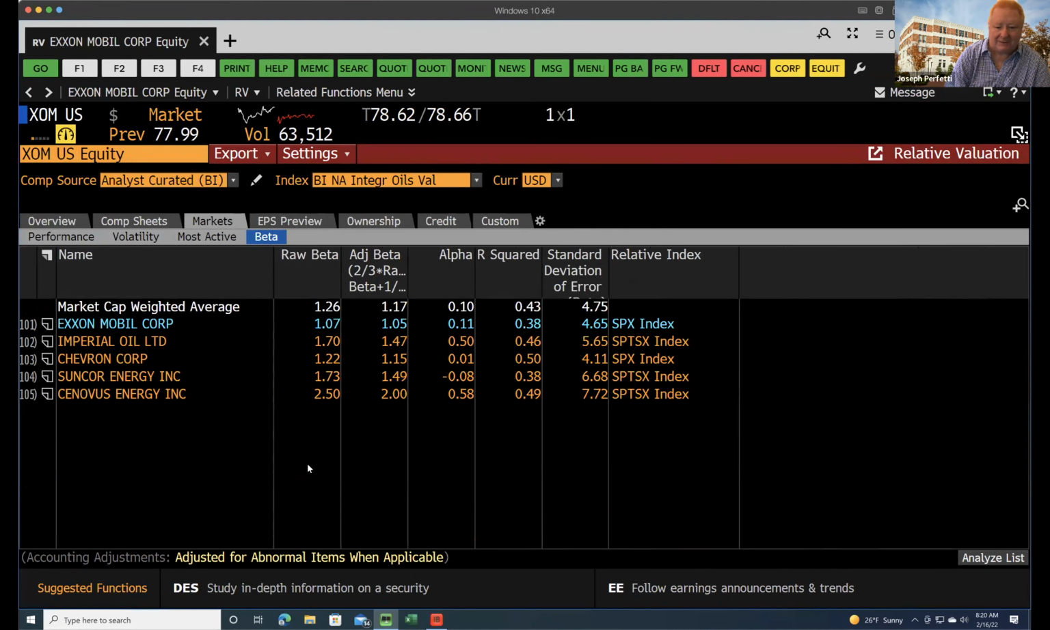So there are only 5 companies on this list. As I said, I simplified the assignment. It's got 5 big US oil companies. We use raw beta 1.26. And so obviously this would have been relatively easy to say, this is a pretty sensitive industry. They're 26% more sensitive in both directions at a 1.26 beta than the S&P 500. And Exxon is a little less sensitive than the industry average, at 1.07, but they're still pretty sensitive.